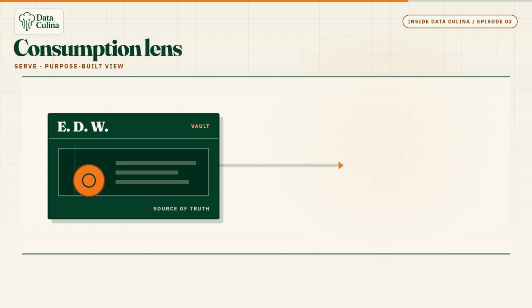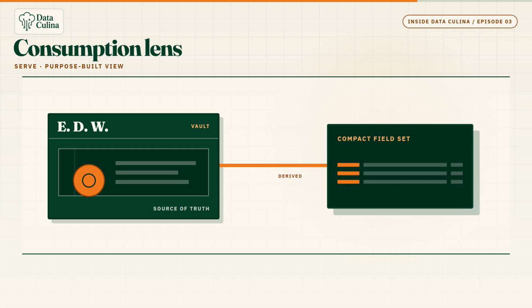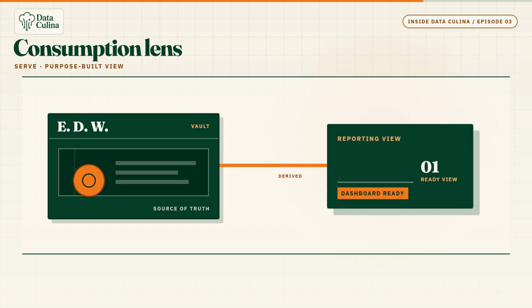Consumption is the optional serving layer. It reshapes trusted EDW data into curated, aggregated, or report-optimized datasets for a specific audience. A dashboard gets the view it needs without forcing reporting logic back into the warehouse model. Consumption is the lens. EDW remains the vault.